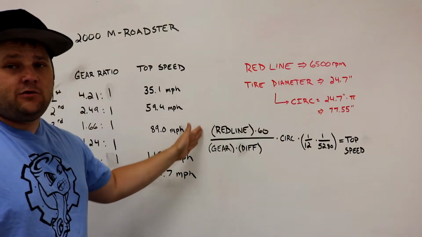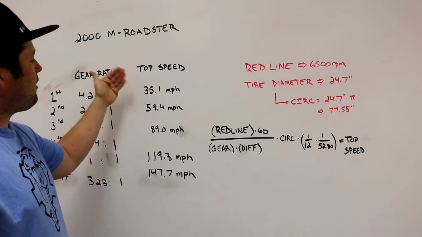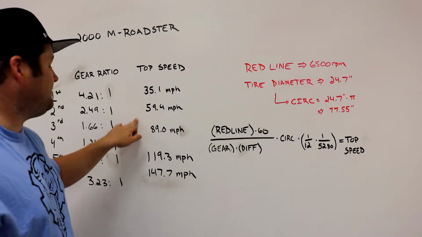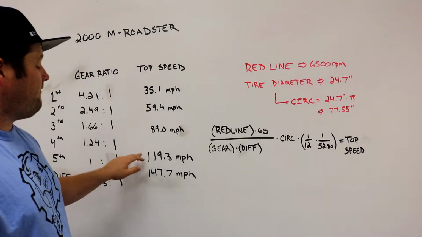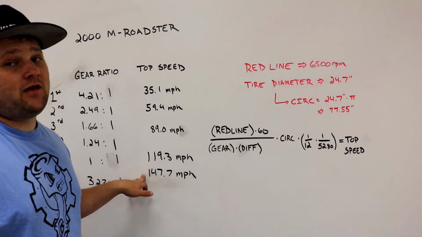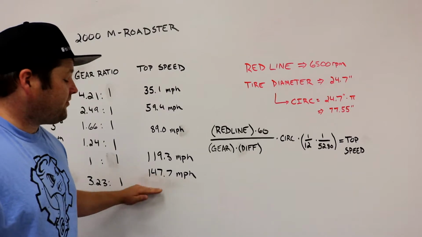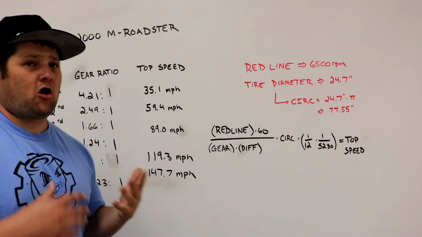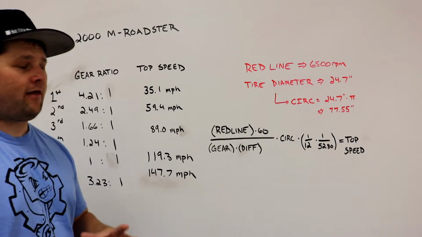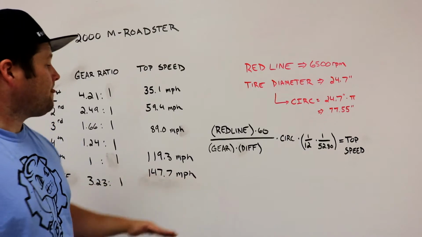Okay guys, so after you do the calculation, right here are the results for the BMW. Our top speed for first gear is going to be 35, second is going to be 59, third is going to be 89, fourth is going to be 119, and then fifth is going to be 147 miles an hour. But keep this in mind, this 147 is not what the car is actually going to do. That's dependent on your power plant, like your engine, all that kind of stuff. But this is going to be what your gearing will let you do.